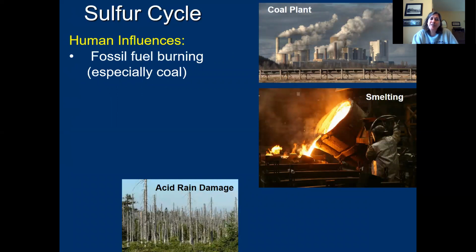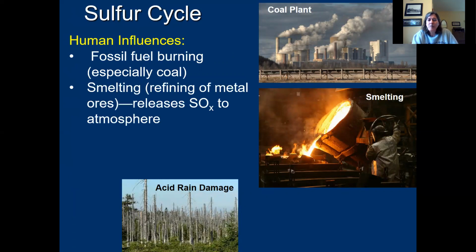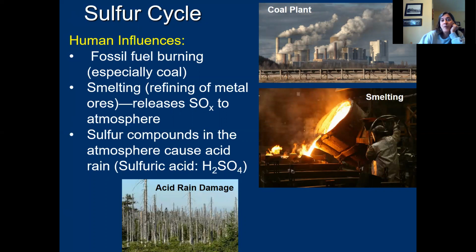What are our human influences? I already mentioned these, but fossil fuel burning. Smelting: it turns out most of our metals occur naturally on Earth as sulfides, meaning if we want zinc, it occurs as zinc sulfide. If we want that zinc, we need to take the sulfur out, which means that's a chemical process. And for a lot of years, we would just let that sulfur off into the atmosphere. And once it's up there, it can cause acid rain. And we'll be learning more about the sulfur cycle in our air pollution unit.